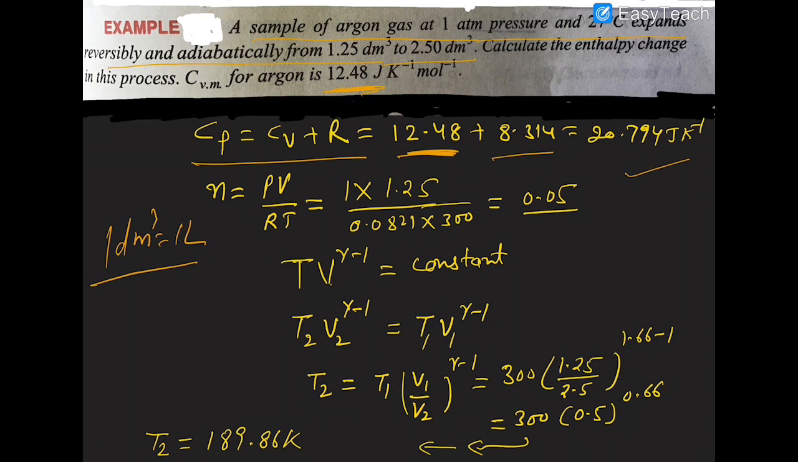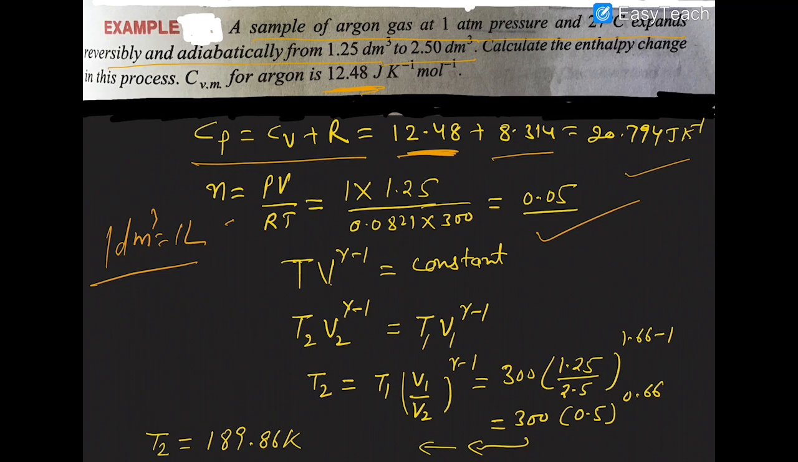20.794. Since PV equals nRT, the number of moles will be PV by RT. When you put all those values here, the number of moles comes out to be 0.05. Now what is the adiabatic condition? It is either PV^gamma equal to constant or TV^(gamma minus 1) equal to constant.